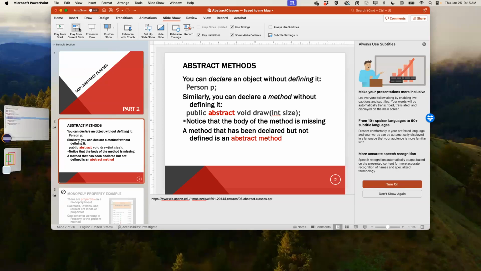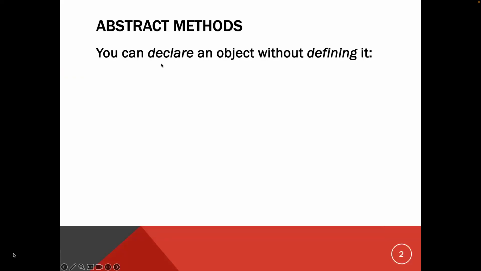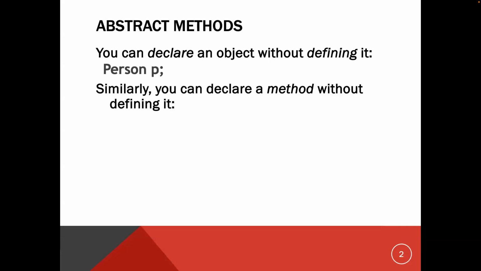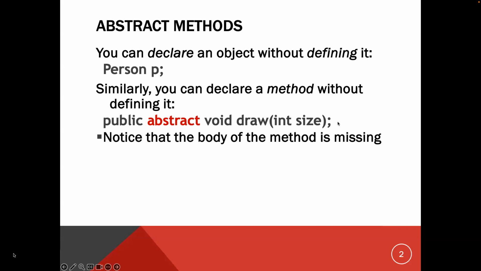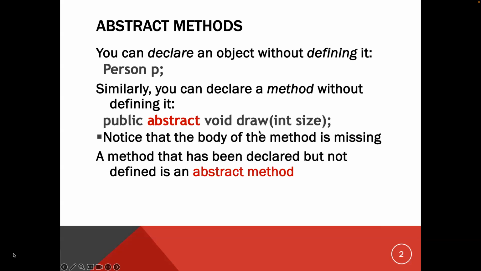So what I just said is that you can declare an object without defining it. We talked about an int, but here it's an object. We have person p. We know that the type of the variable p is going to be person. We just don't have a value for it yet. It's null. So you can declare a method without defining it by using the abstract keyword. So here we're going to say draw. Notice that the body is missing.